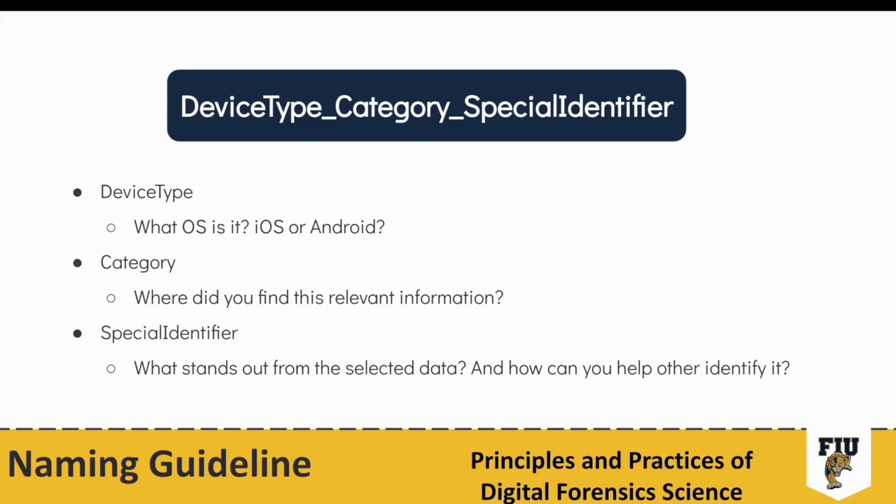For device type, what operating system is this? Is it the iOS or Android device? For category, where did I find the relevant information? Was it in messages, call logs, etc.? And lastly, for special identifier, what stood out to you, the forensic investigator, that made you select this data, and how can you communicate that to others who may use this case file? For example, was it the time or date that the data was made, or was it a keyword?